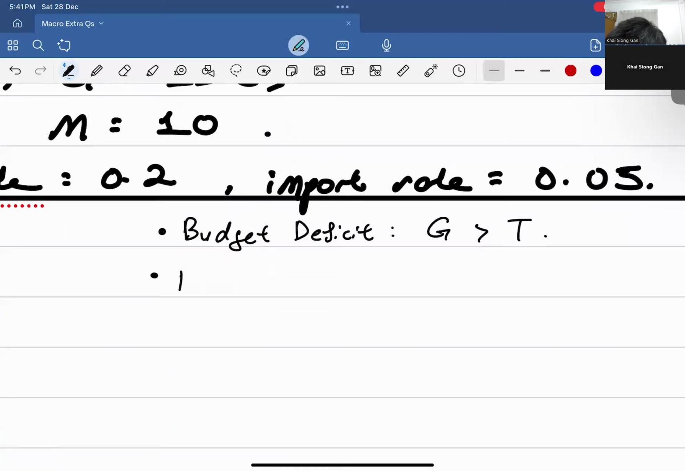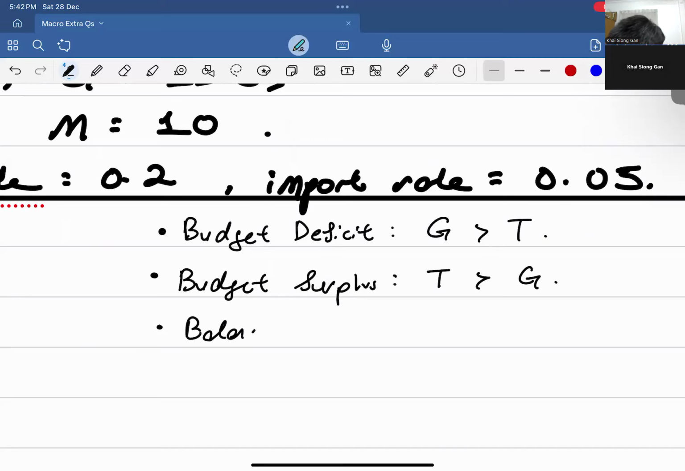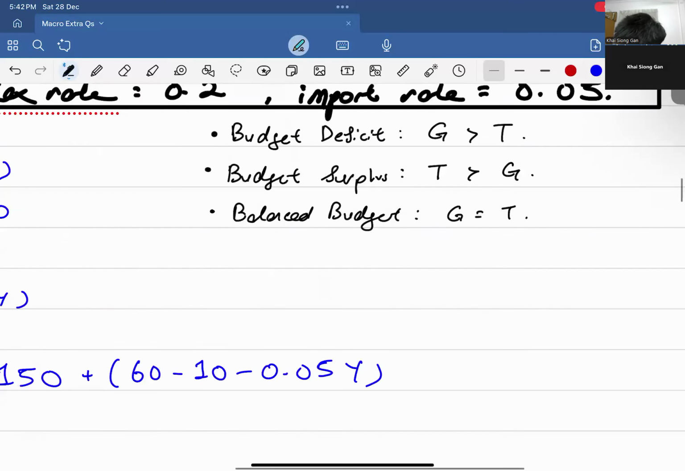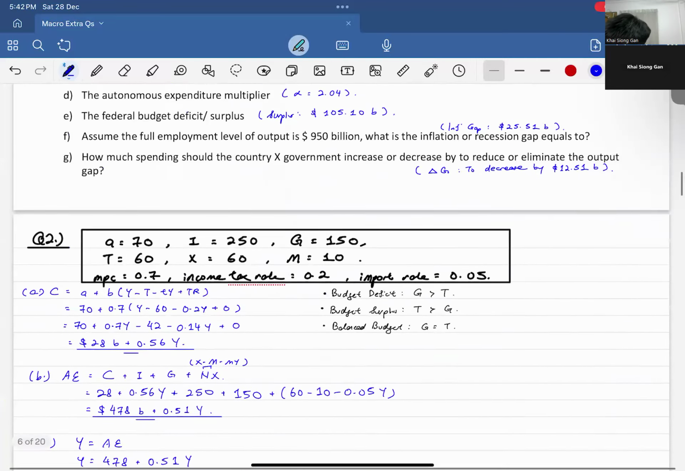If I say budget surplus, you still remember? Budget surplus means the government earns more from the tax revenue as compared to what they spend, right? If I say balanced budget, that means what? Government spending equals taxation. So we use the formula that we learned before. This is for question E.